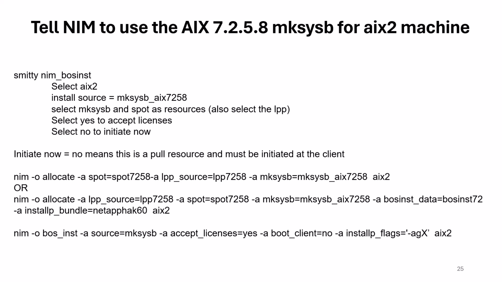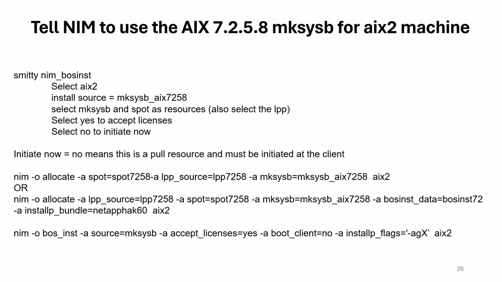That's what the command line ones are showing you down below, where I do a nim -o allocate on the lpp_source, the SPOT, and the mksysb. And I also did a bosinst_data, and I had an install_p_bundle of my NetApp drivers. But you can do different flavors of this, but I do my allocate ahead of time typically. Once I have my resources allocated, then I'll do my nim -o bos_inst.